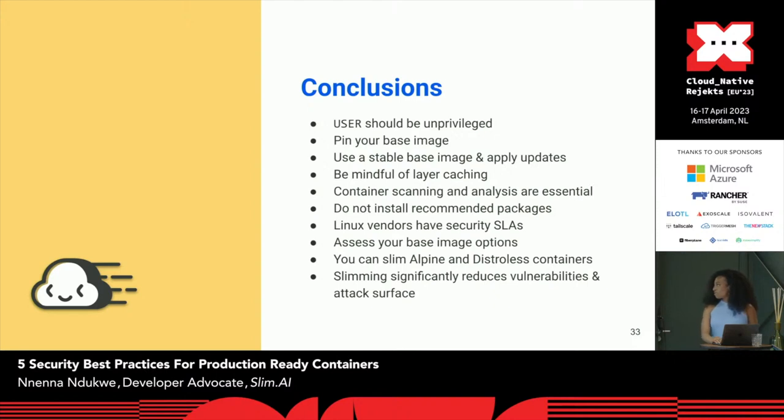And this also shows that you can slim Alpine and distroless containers. That's a bit more than 5, but that goes to show you that there's a lot of benefits to thinking about these things from a security perspective and normalizing this process of hardening your containers when you want them to be ready for production.